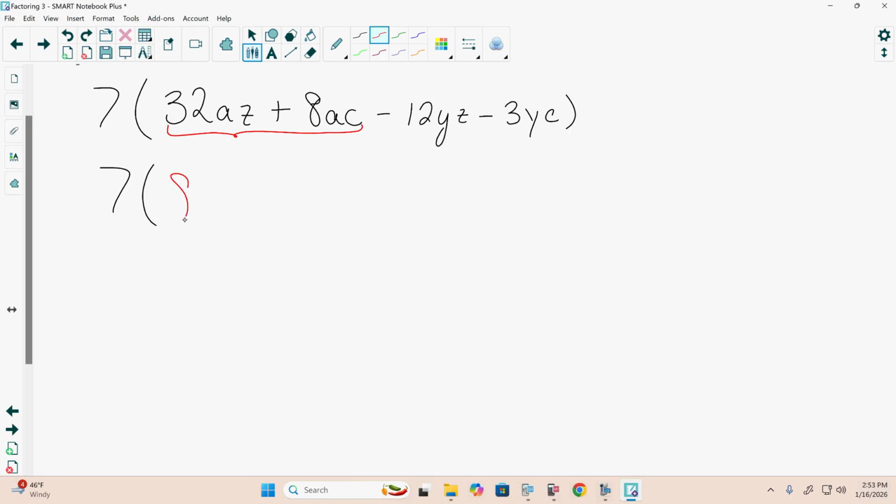8A. If we factor 8A out of 32AZ, we get 4. A factors out completely, we have Z, yes? Plus, if I factor 8A out of 8AC, well, the 8 and A would simplify out, and we're left with C, yes? Questions on this so far?